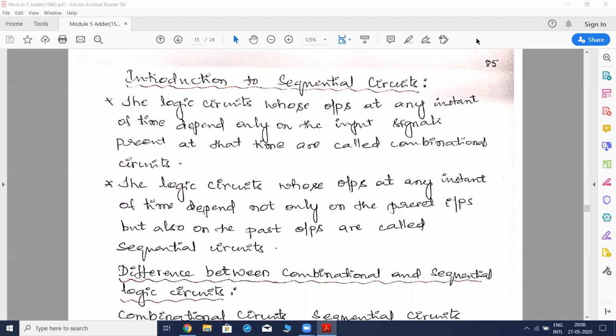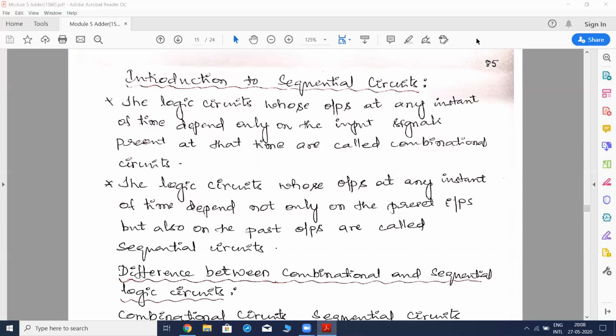Now let us see what a sequential circuit is. A logic circuit whose output at any instant of time depends not only on the present inputs, but also on the past outputs. Such circuits are called sequential circuits.